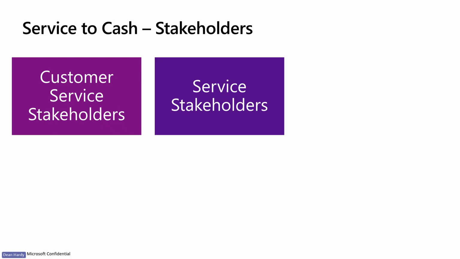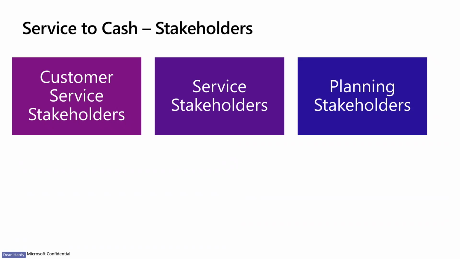Implementing a technology solution such as Dynamics 365 to support the service-to-cash end-to-end process involves a range of stakeholders from various departments and levels of the organization. Here are some of the typical stakeholders involved. Customer service stakeholders, such as customer service agents and managers. Service stakeholders, like service coordinators, service managers, dispatchers, frontline workers, and supervisors.